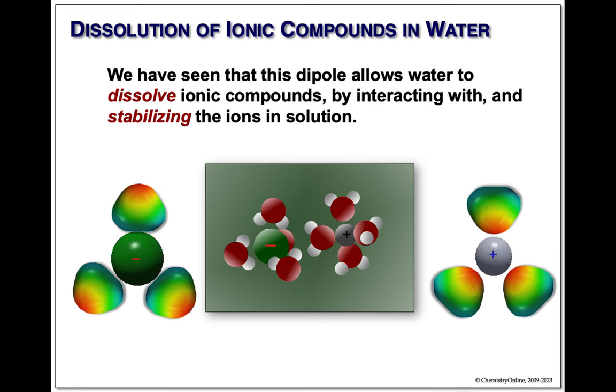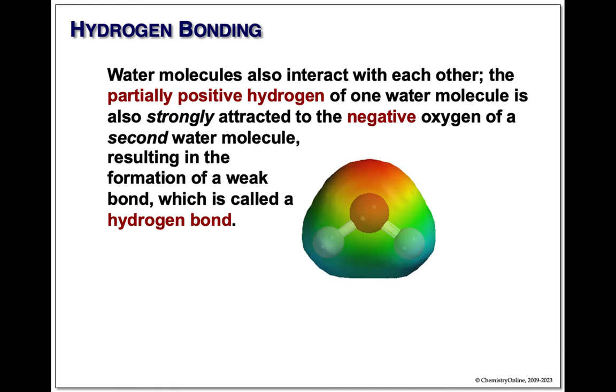All right, I contend that if water is able to interact with cations and anions, that it should also be able to interact with itself. So here's a water molecule. What I'm going to do is bring another water molecule up to it. I'm going to orient it in such a way that the anionic portion is down here pointing at one of the hydrogens. So something like this.